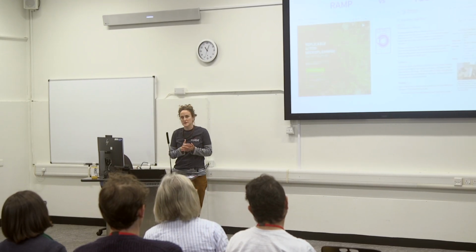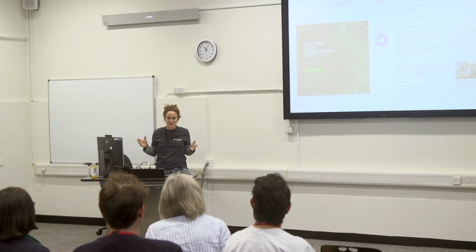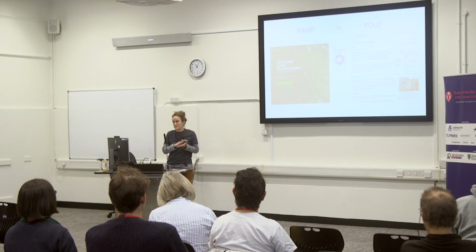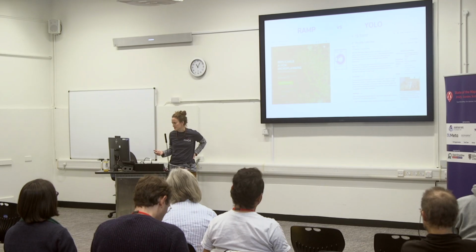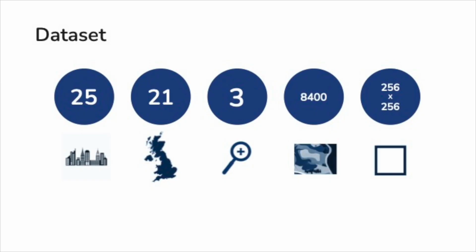So in this specific piece of research, I'm comparing two models. They call them models, and the word is used for everything, but it's basically the backbone structure of the machine learning, which is at the base of it. Initially, for fAIr, they used RAMP, which stands for Replicable AI for Microplanning. It was developed by WHO, specifically for the Global South. And lately, YOLO has been introduced, which is You Only Look Once, and it's a very widely used model in computer vision problems.